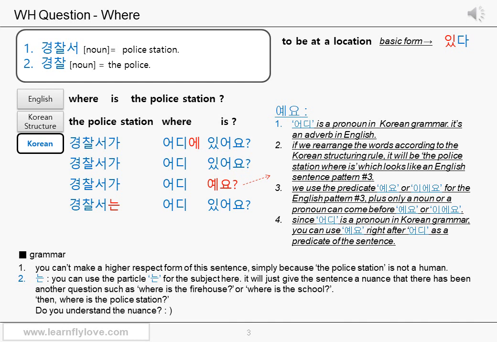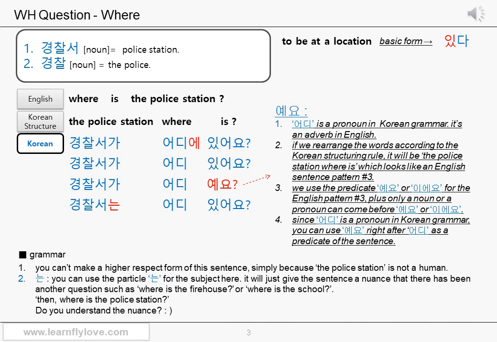It's an adverb in English. If we rearrange the words according to the Korean structural rule, it will be "the police station where is," which looks like an English sentence pattern number 3 that we use to say something or someone is something. Actually, it's not, but the structure looks like it.